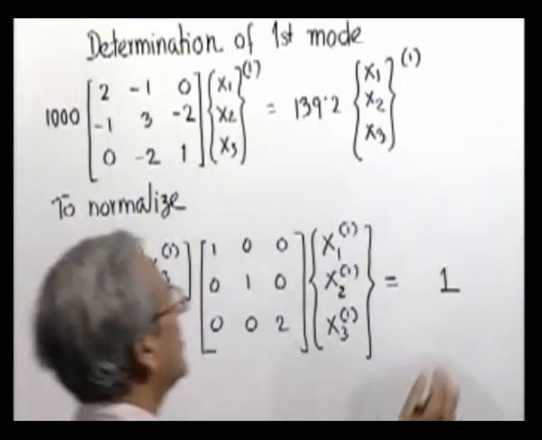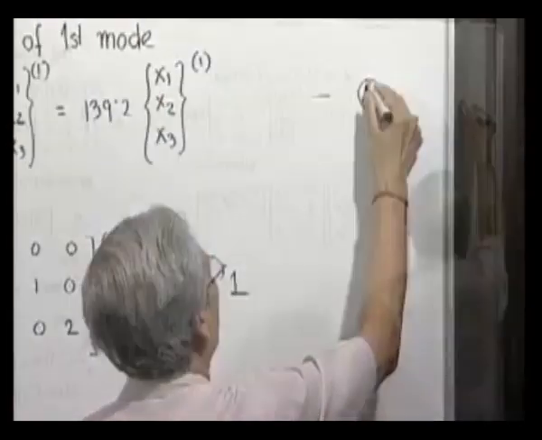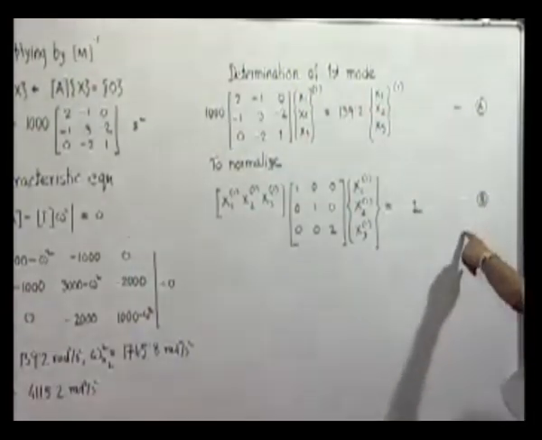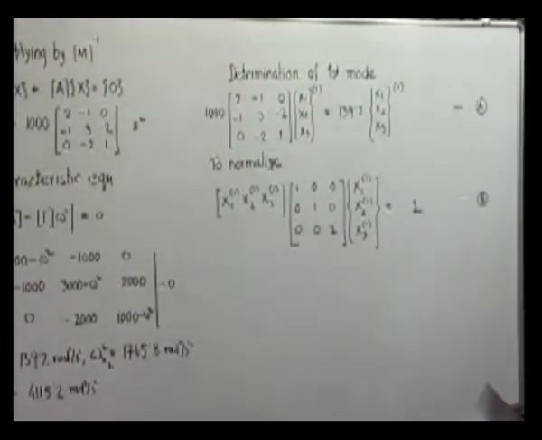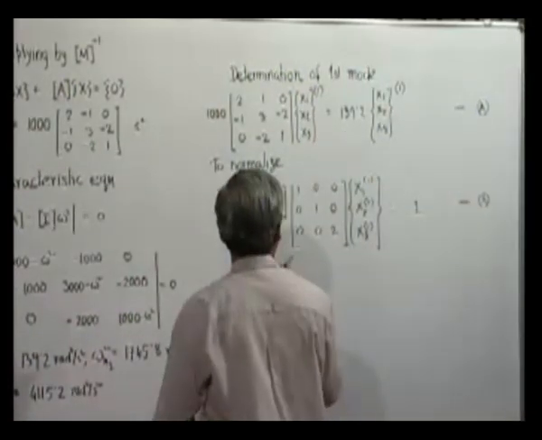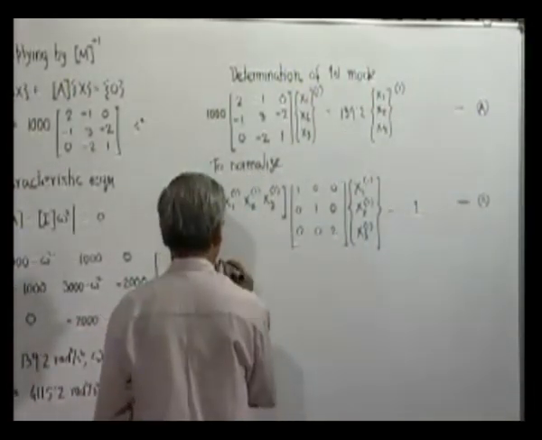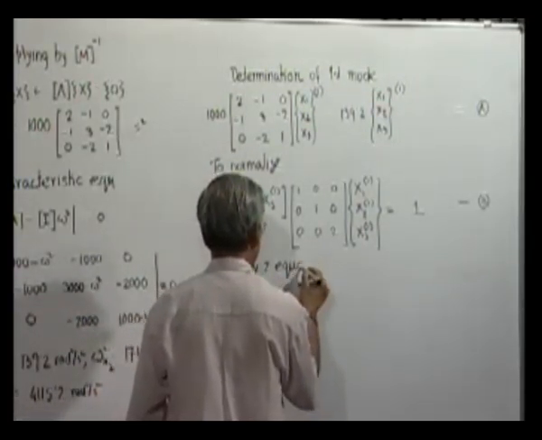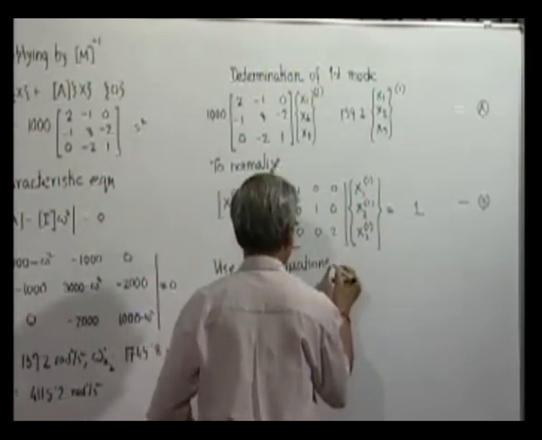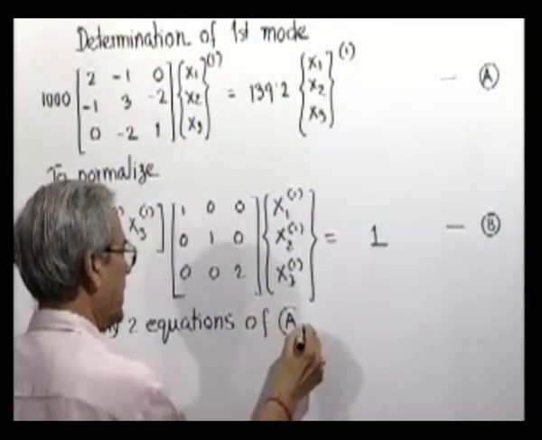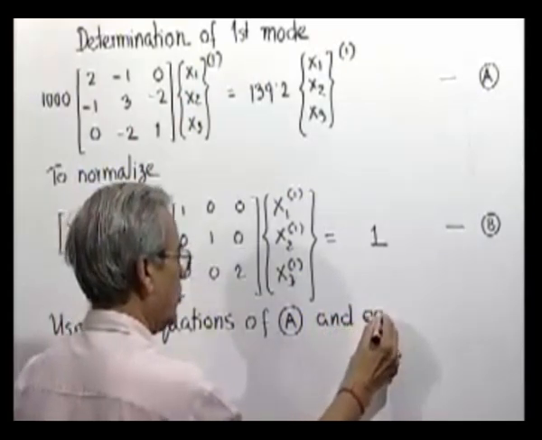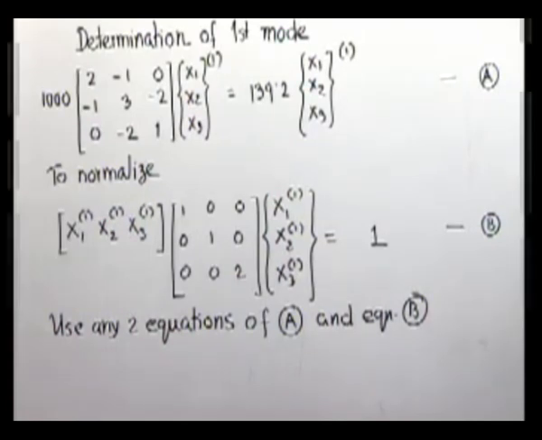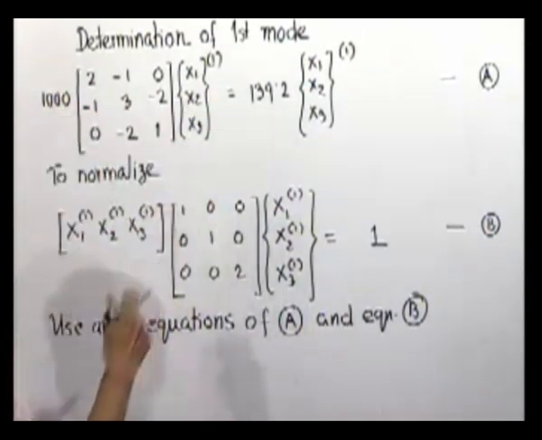So now there are 3 equations here and 1 equation here, in total 4. We don't need 4. So what we can do is use any 2 equations from the set A and equation B. So let us solve the first two, let us say.